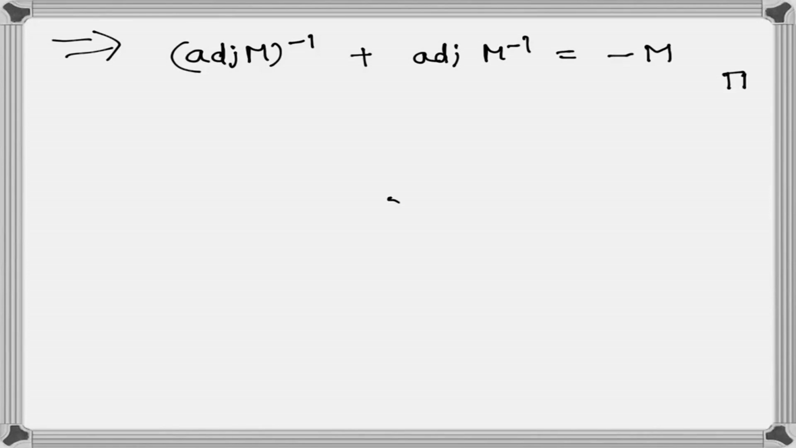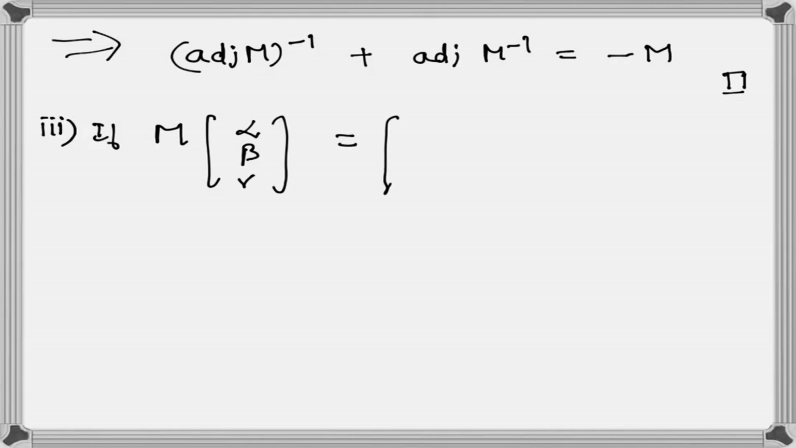So this implies, let me just write the last line: adjoint M inverse plus adjoint of M inverse is equal to minus M. So hence proved. Okay, so now let's go back to the third part. Let's solve the third one. Third one says that if M times alpha beta gamma is equal to 1 2 3, then alpha minus beta plus gamma is equal to 3.